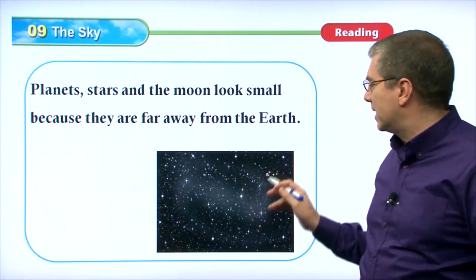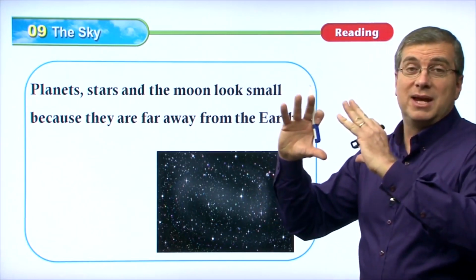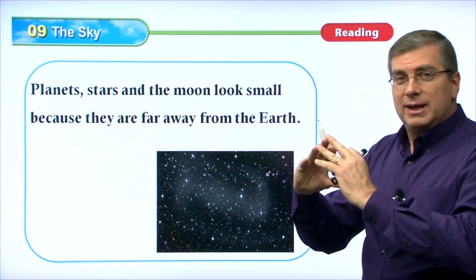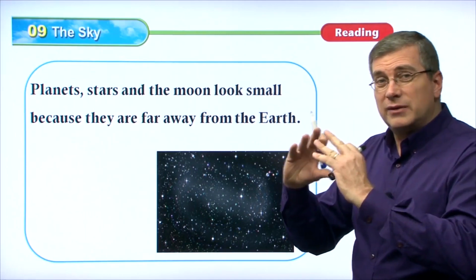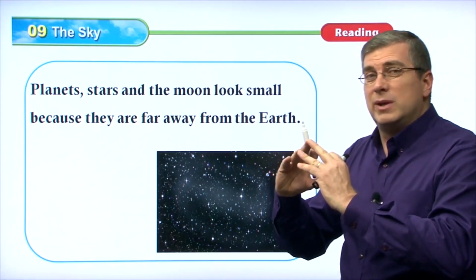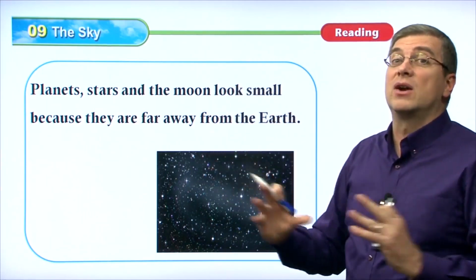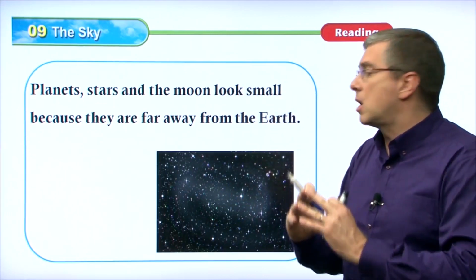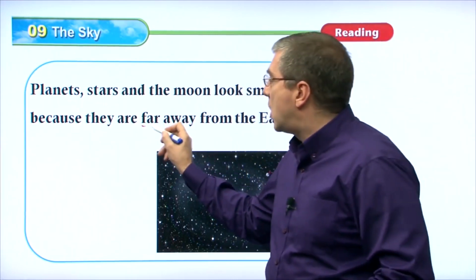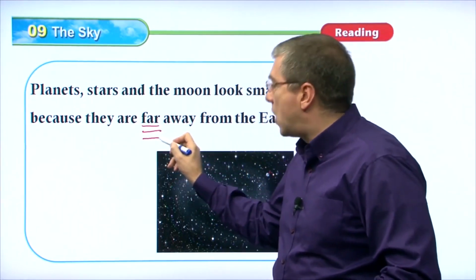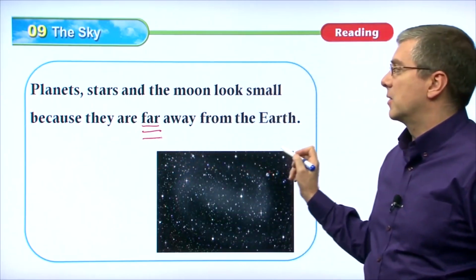Of course, this is a graphic. The moon sometimes looks very big, right? But it's small in comparison. If we landed on the moon, we couldn't see the whole moon. It's very, very big. But of course, it looks smaller because it is far, far away from the Earth.